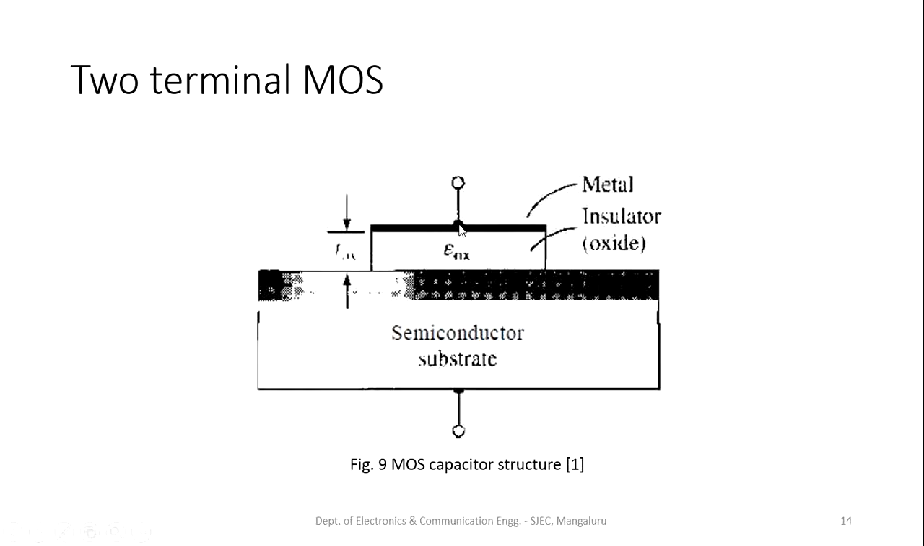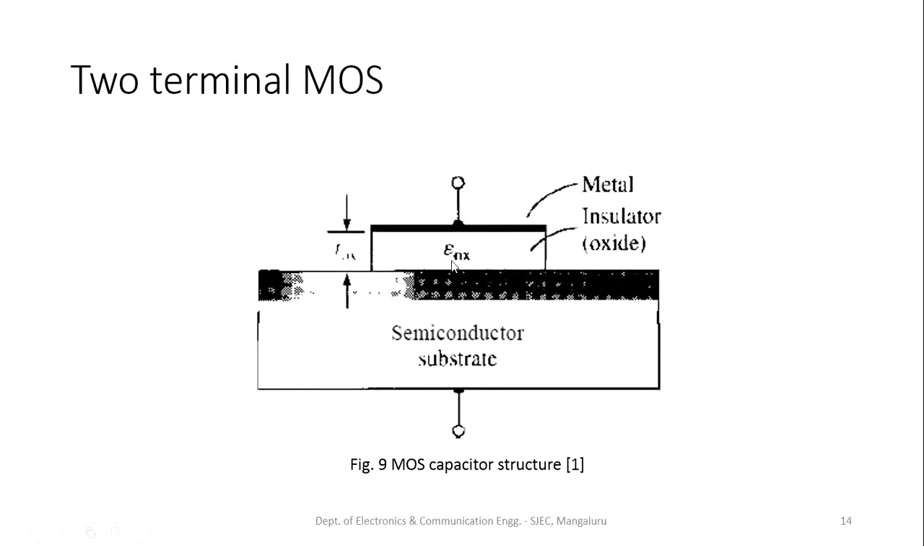So here is one of the terminals of the capacitor, and at the bottom of the semiconductor substrate we have another terminal. So this black part over here between the insulator and the semiconductor substrate is the junction of the insulator and the semiconductor substrate.